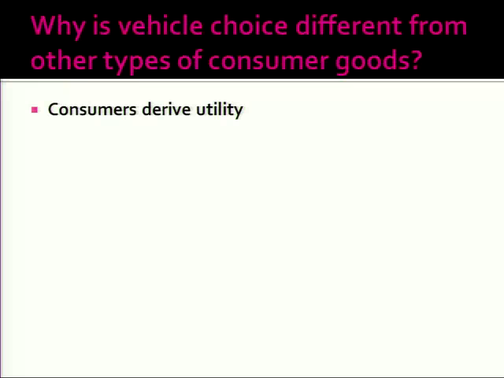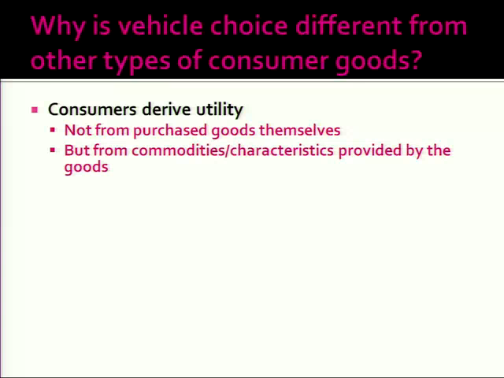In economics, we usually say consumers derive utility, or some kind of value or happiness, from consuming any type of thing. But for vehicle choice, there are some studies that have said that consumers do not derive utility directly from the purchased goods. It's not that you've bought something that makes you happy or has value, but that these goods actually have some kind of characteristic, or provide some kind of commodity to you, that makes you gain that utility.